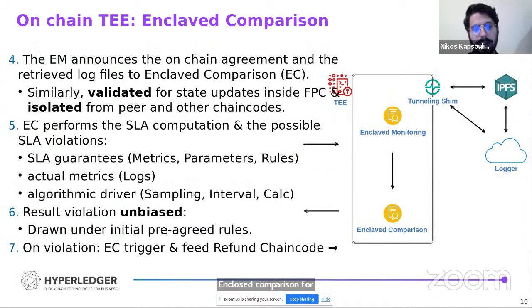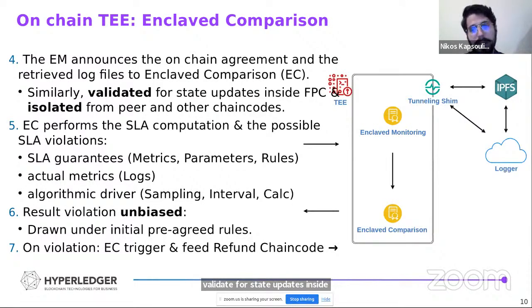So the enclave monitoring feeds the data, which is the data from the contract and the data from the actual world use case. And it feeds the enclave comparison, which is another chain code inside the FPC, public-private chain code, isolated from its peer, where it exists, because the chain code, as we know, is deployed inside the peer of the Fabric network. So it's isolated again from the peer and can validate state updates inside the FPC.